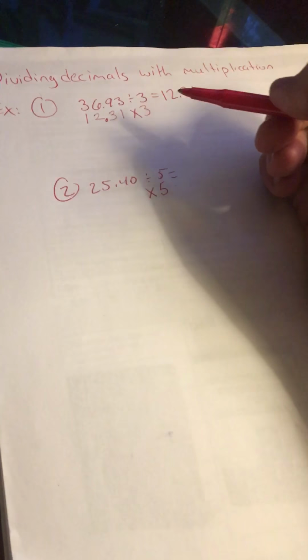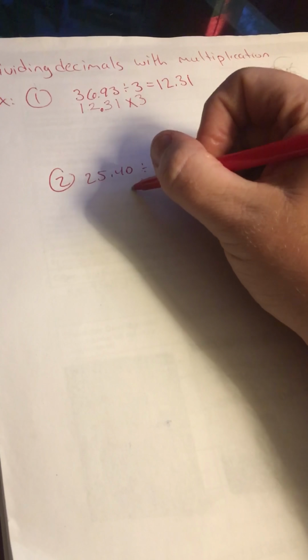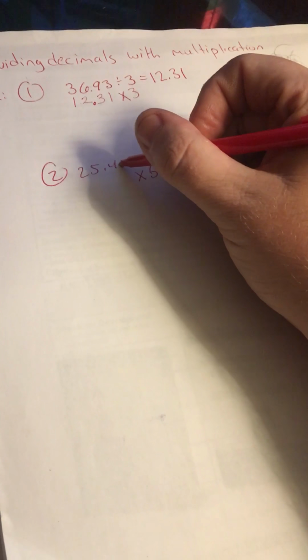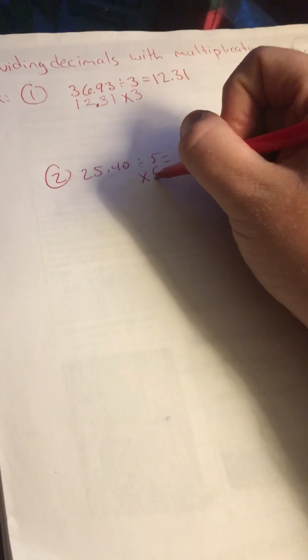Now, unlike the first problem where 3 times 1 equals my first digit of 3, if I ask myself 5 times what gives me 0, besides 0, nothing can be multiplied by 5 to give me 0. So I must look to my digits to the left and combine them to create 40. I now repeat the process. 5 times what gives me 40? 5 times 8 gives me 40.